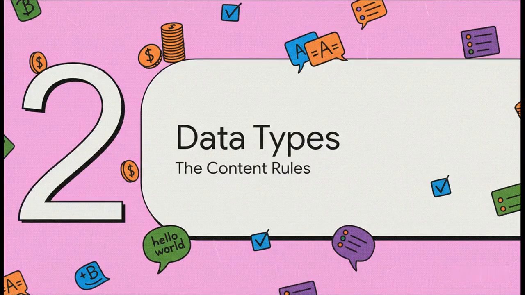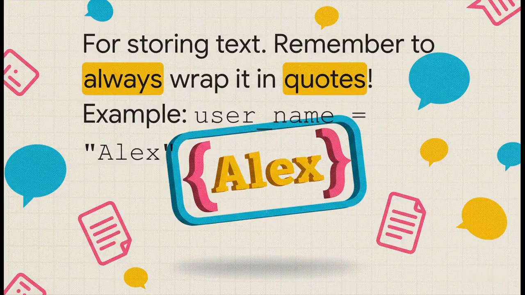Okay, so we've got our labeled boxes, our variables, but what can we actually put inside them? Can we just throw whatever we want in there? Well, not exactly. And this is where our second big idea comes in. Data types. Think of data types as the set of rules for what kind of stuff is allowed in each box. Probably the most common thing you'll store is just plain old text. In Python, this has a fancy name, a string, or str for short. A string can be anything from one letter to a whole paragraph. The one super important rule you have to remember is that it always has to be wrapped in quotes. That's the signal to Python that says, hey, this is text.